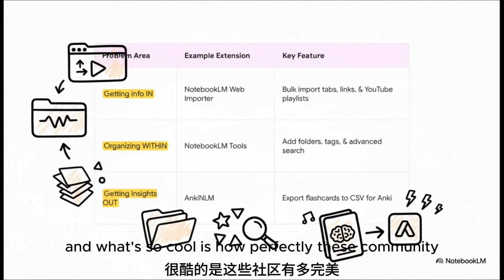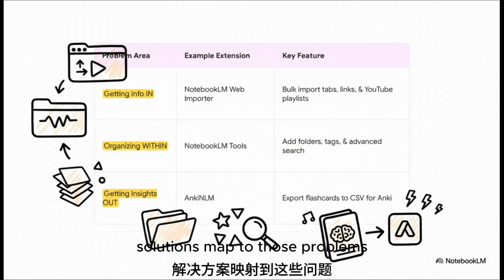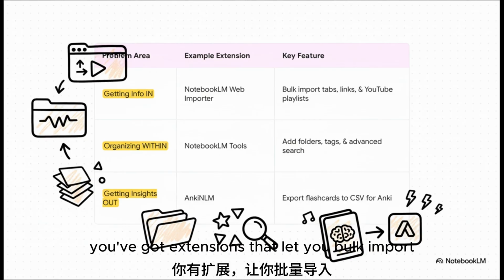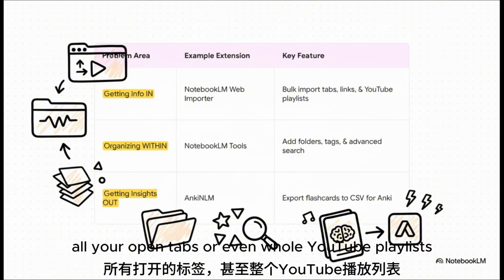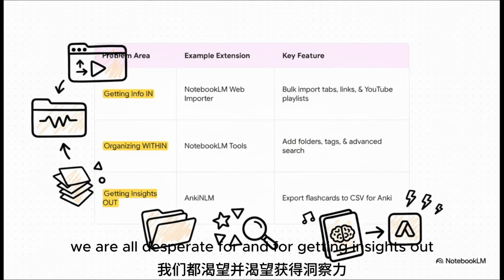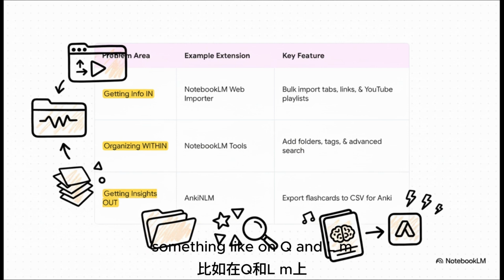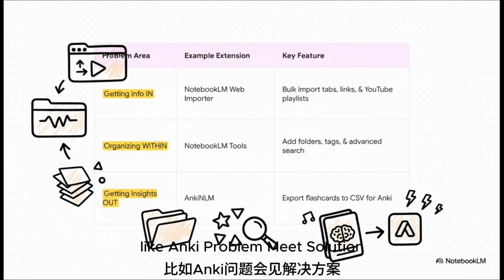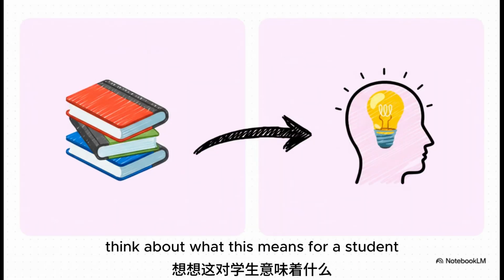And what's so cool is how perfectly these community solutions map to those problems we talked about. For getting info in, you've got extensions that let you bulk import all your open tabs or even whole YouTube playlists. For organizing within, there are tools that add those folders and tags we were all desperate for. And for getting insights out, something like OnKeyNLM lets you export your flashcards straight into a study app like Anki. Problem meets solution.